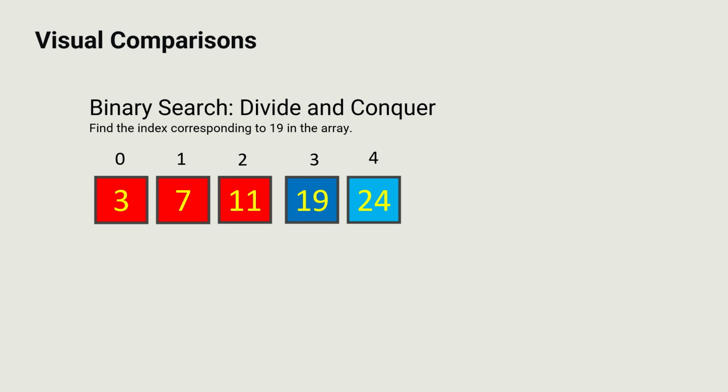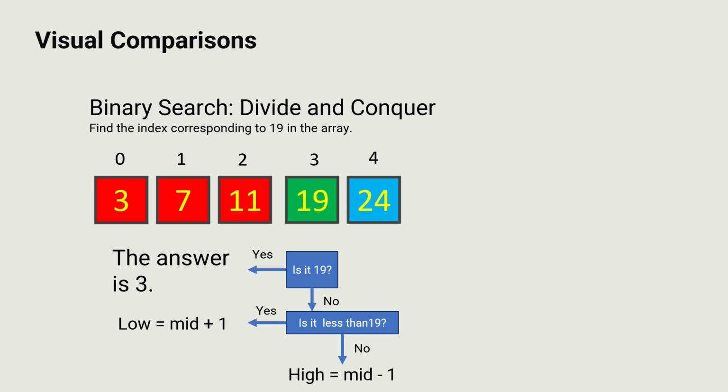And the good thing about this is that we have now discarded half of the array. So now we have to worry only about the next half of the array, and we will continue like this until we find the correct answer. In this case, we ask the question again, is it 19? Luckily, yes, that's the same as the target value. So the answer that we will return is 3. In this case, in 2 iterations, we have found the solution.